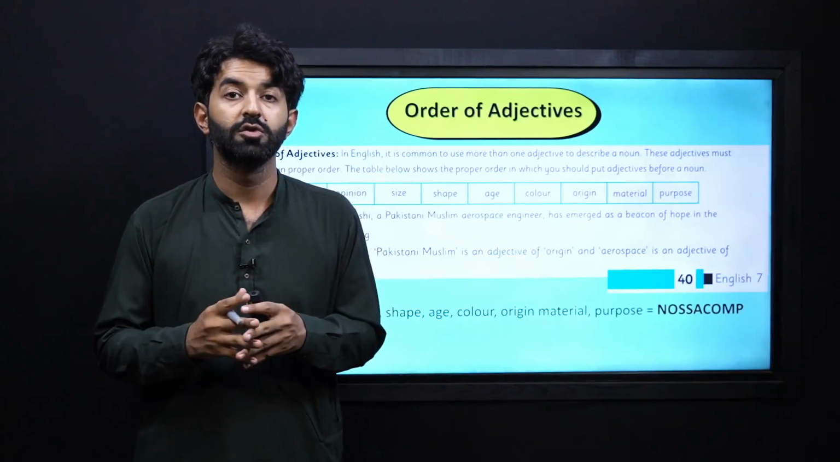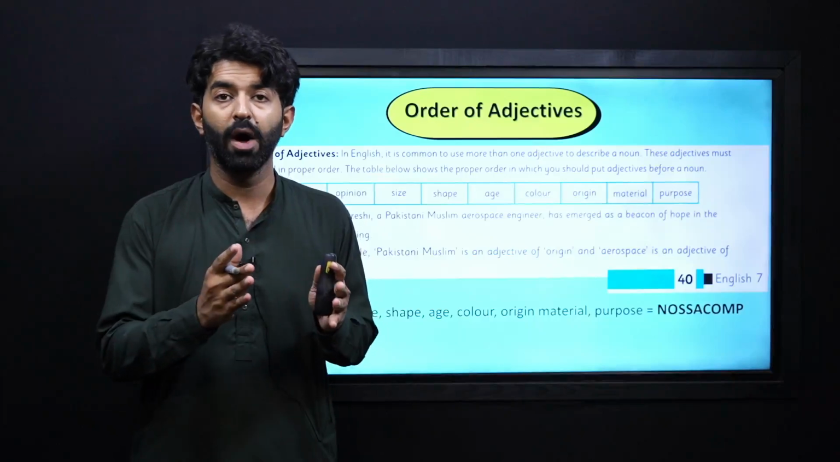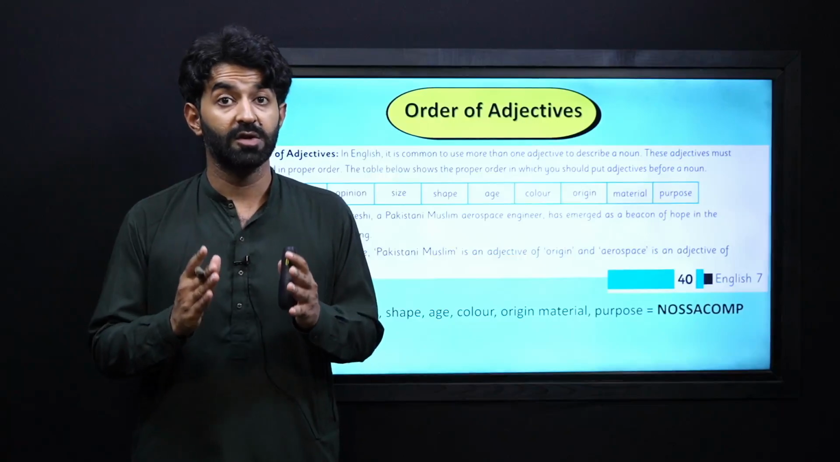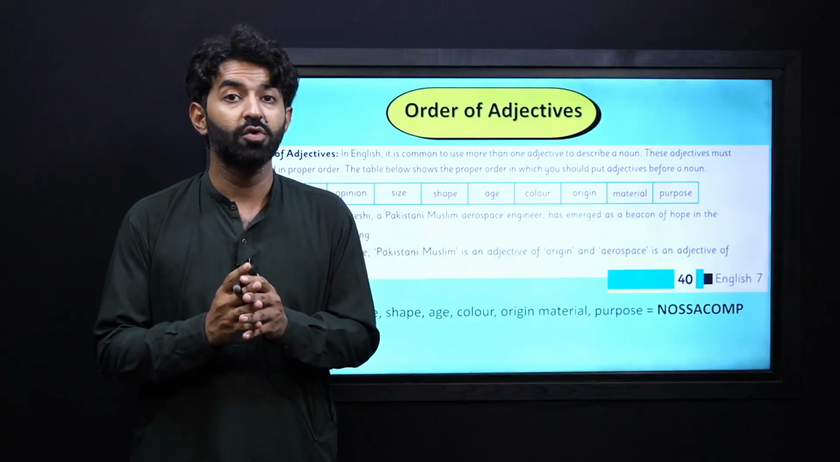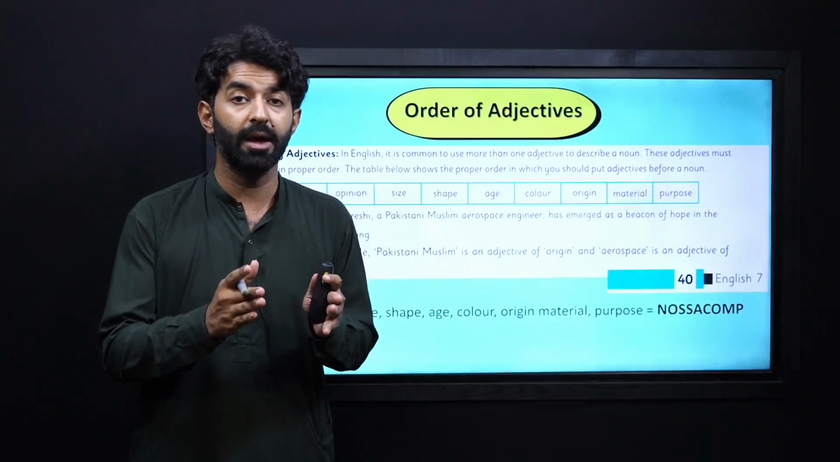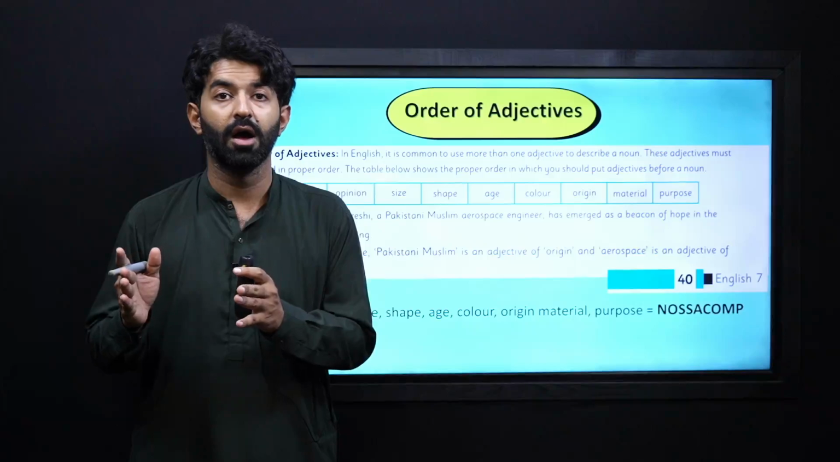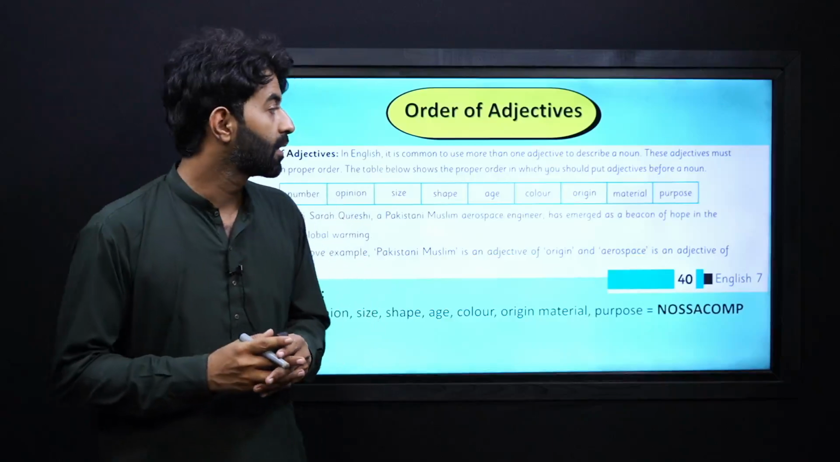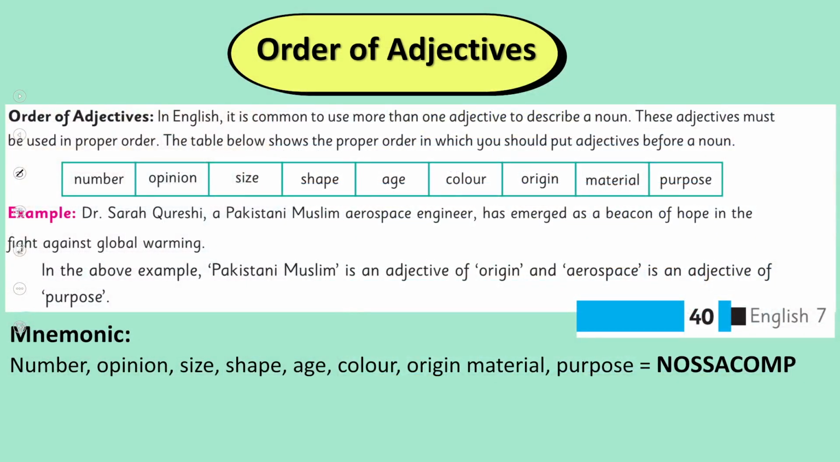We can use so many adjectives to describe one noun or pronoun in the English language. But the catch is that you need to position them in a very organized order to get the right kind of sentence. In English, it is common to use more than one adjective to describe any noun or pronoun. These adjectives must be used in proper order.